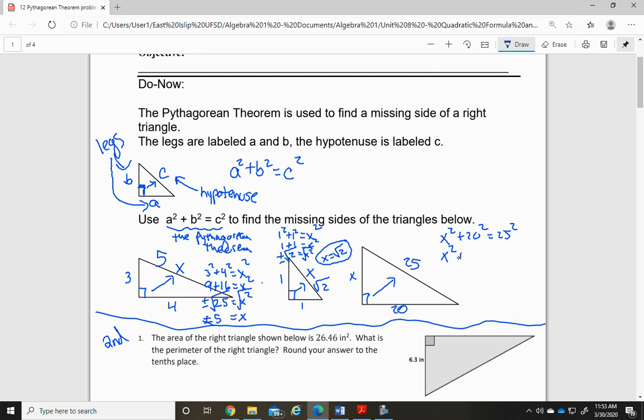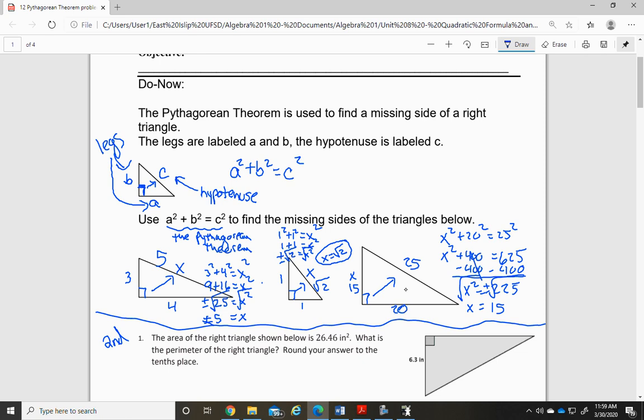So x squared plus 400 equals, what's 25 squared? So that equals 625. We can subtract 400 from both sides. So x squared equals 225. And if you square root both sides, plus or minus, but ignore the negative because it's a side of a triangle, you get 15.